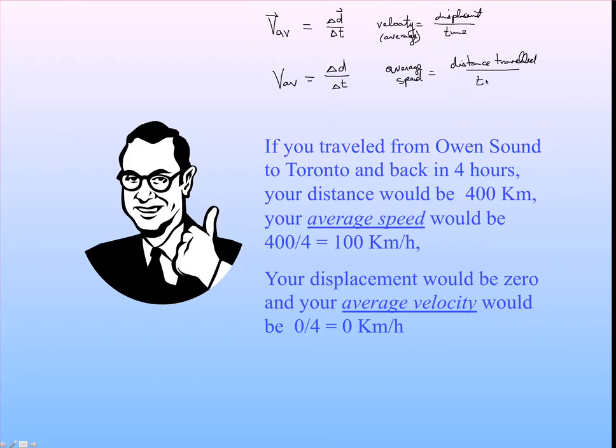So if you're traveling from Owen Sound to Toronto and back in 4 hours, recall that your distance would be 400 kilometers and your average speed would equal 400 kilometers divided by the 4 hours it took you to make that, which makes your average speed 100 kilometers per hour. Notice that I kept the units in the calculation, and those units carry over to the final answer.